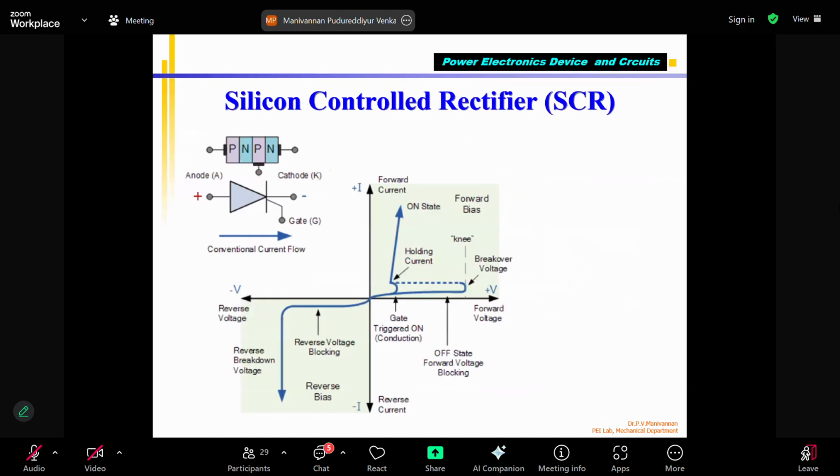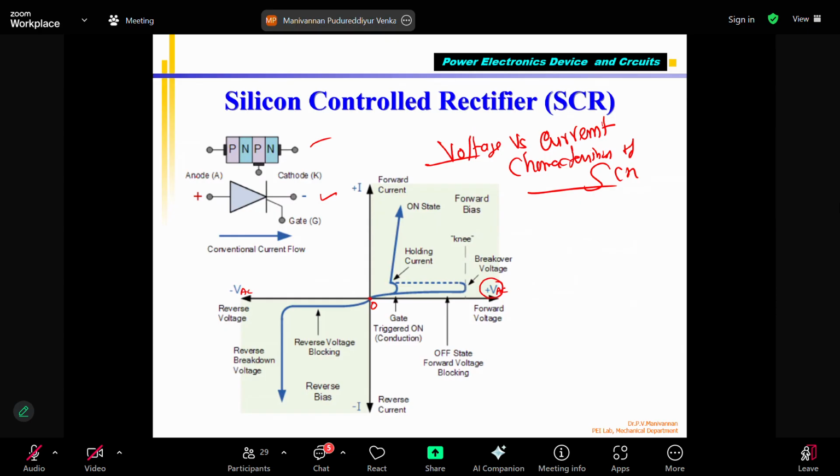Okay. How the SCR works is shown here. Please note that this is the SCR. This is the symbol, already we know that. This is called the voltage current characteristics, voltage versus current characteristics of SCR. You can see that on the x-axis we are applying voltage. This is the origin, 0. The x-axis this side is positive VAC. This is 0 volts. The left side is negative VAC, which we are applying across this.